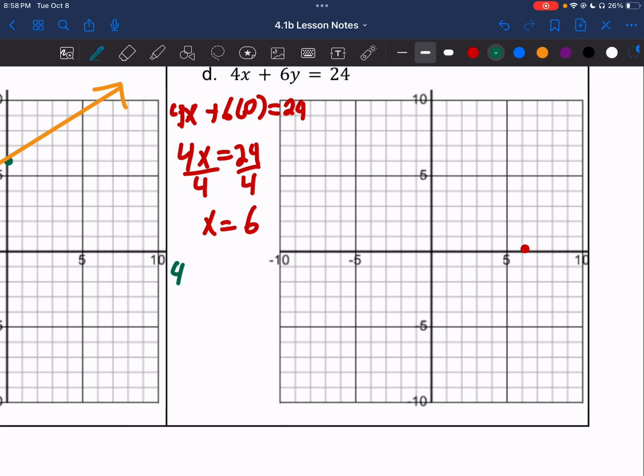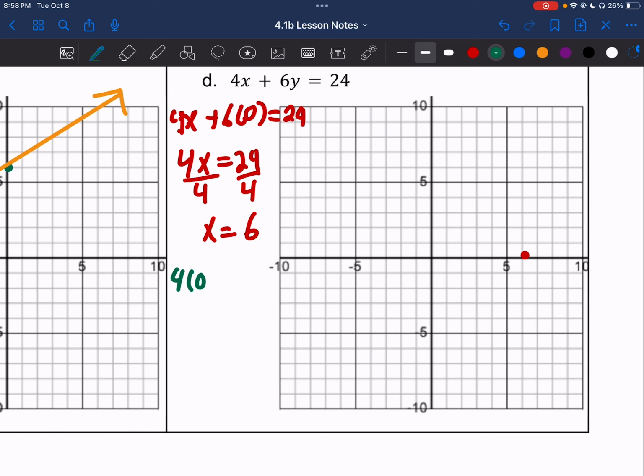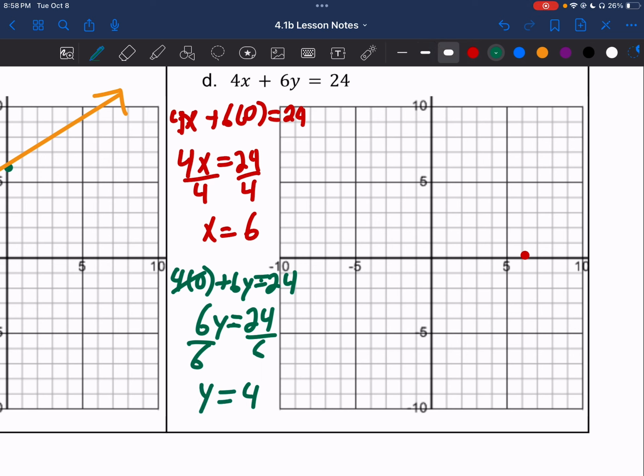Now our second one, we're going to have 4 times 0 plus 6y equals 24. 4 times 0 cancels out. 6y equals 24. Divide by 6. Y is equal to 4. So we have our point at 4. And now we're going to just connect our dots. We're going to use a thinner line than that. And we have it. I just need to correct mine a little bit so it's actually on the line. All right, and there we go. We have our line graphed.